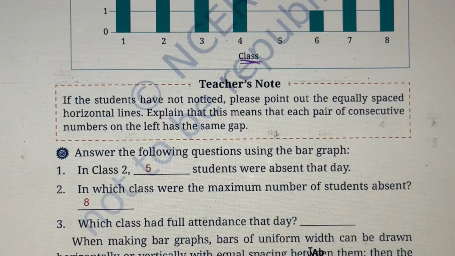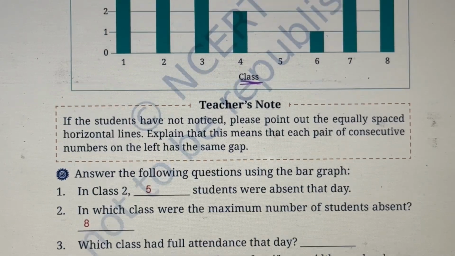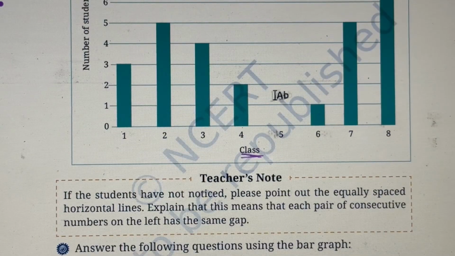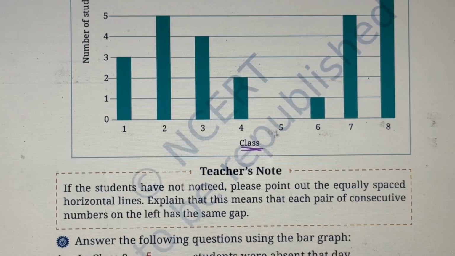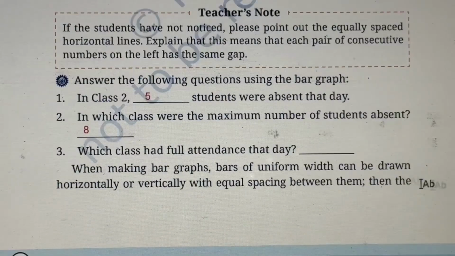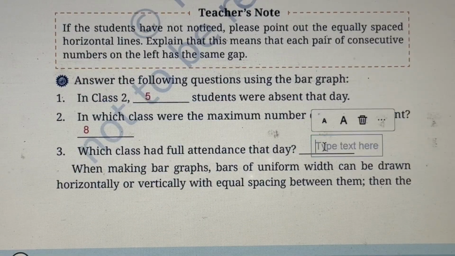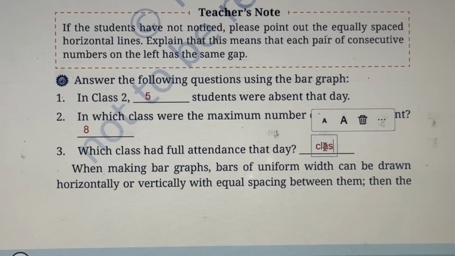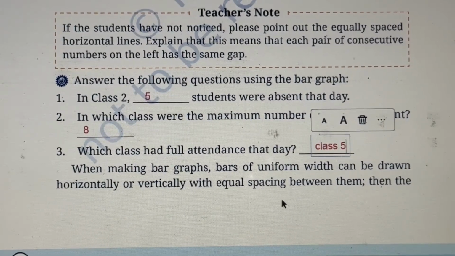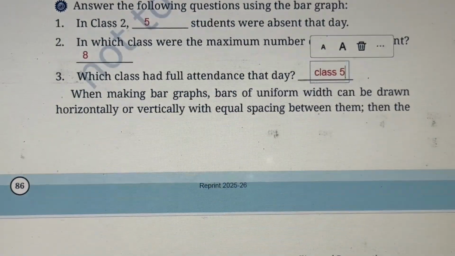Now the third question is, which class had full attendance on that day? Right? So we just saw that in class 5, there is no bar, means 0 absentees. So 0 absent means it is full attendance. So you can write here which class. So you can write class 5, full attendance. Clear? So you can answer so many questions looking at the bar graph. Now let us see ahead.